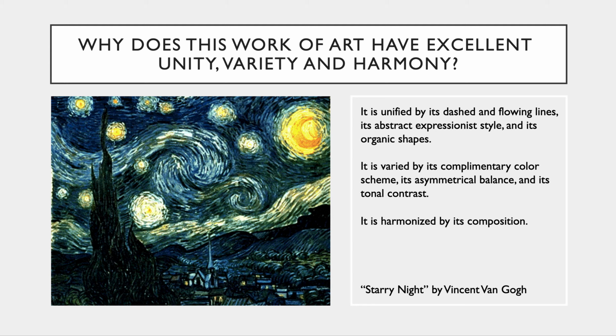So why does this work of art have excellent unity, variety, and harmony? Well, it is unified by its dashed and flowing lines, its abstract expressionist style, and its organic shapes. It is varied by its complementary color scheme, its asymmetrical balance, and its tonal contrast. And then it is harmonized by its composition.